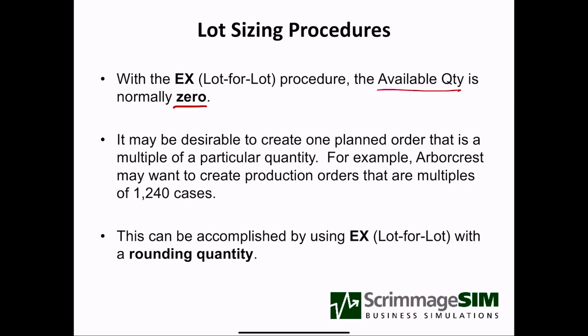Or for other reasons, we may want to make just a single production order, but a multiple of a particular quantity. So let's suppose that we want to create production orders that are multiples of 1,240 cases for ArborCress. So instead of having individual orders, we want one single order, but always to be a multiple of that 1,240. We can use the EX lot sizing process to do that by just adding a rounding quantity.